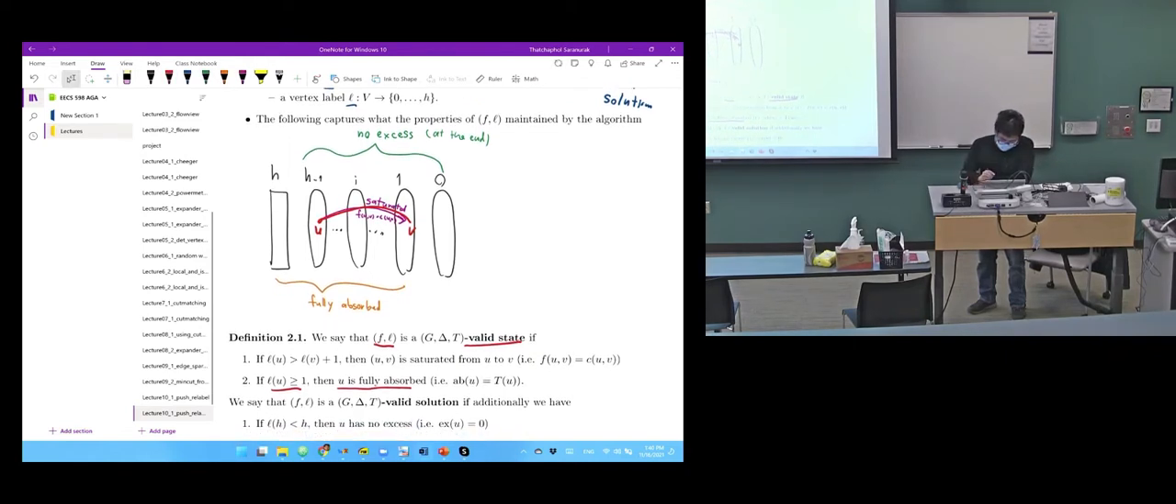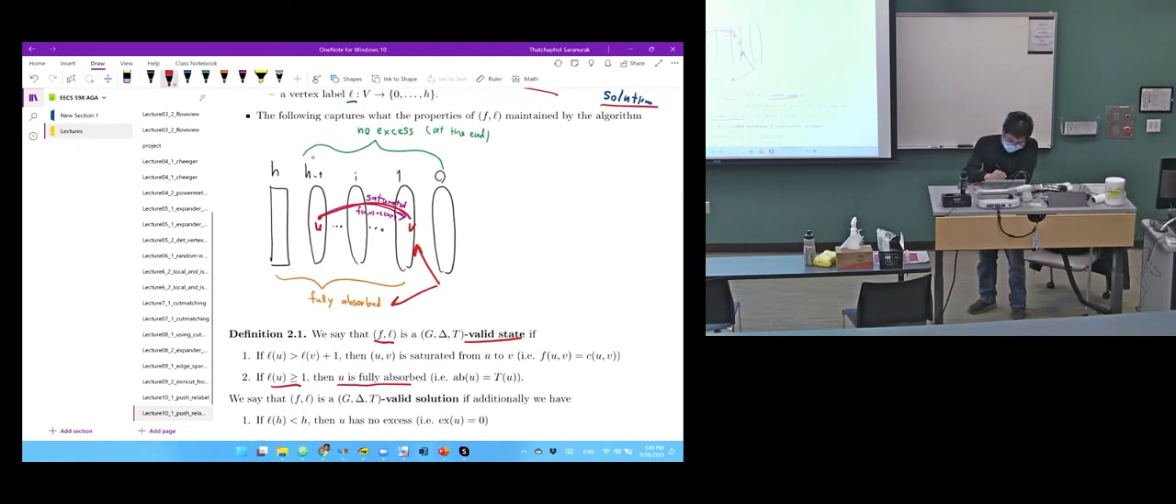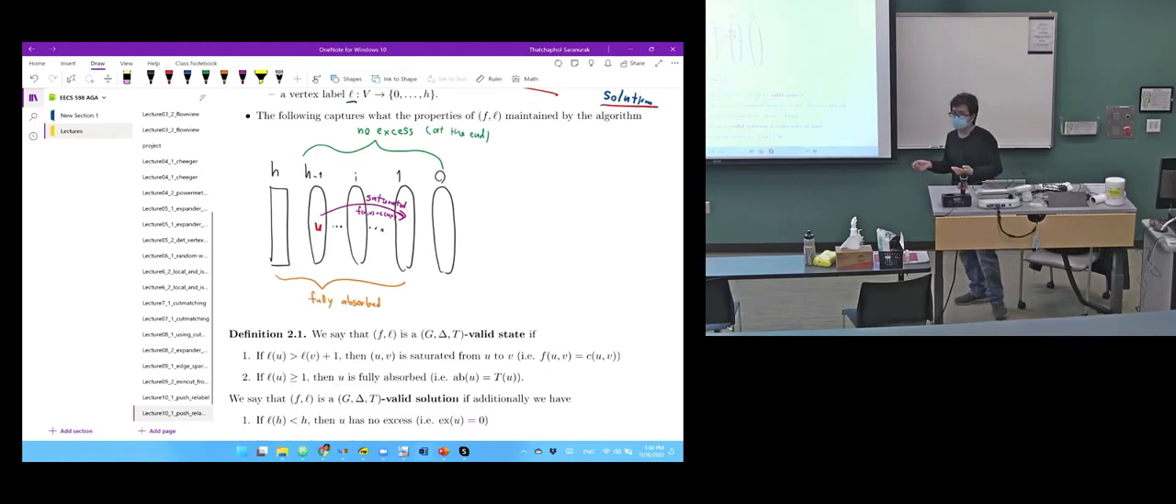And then at the end of the algorithm, these two properties are what the algorithm maintains throughout all the steps. But at the end, we will have a valid solution, which just means that every node that has level less than h will have no excess. Okay, so that's what push-relabel tries to do.